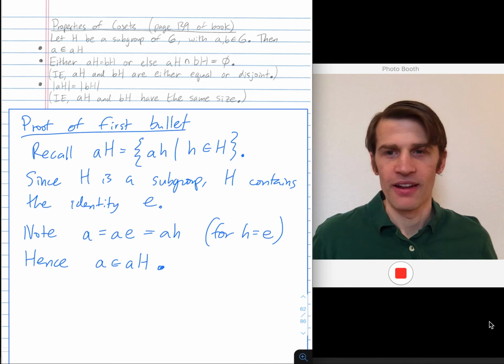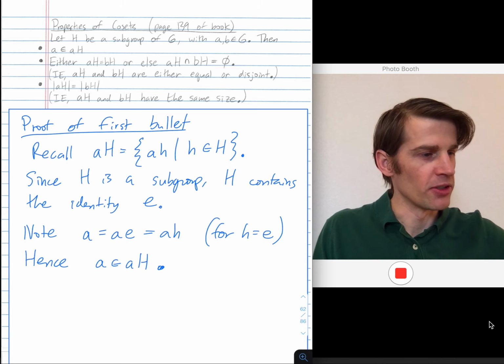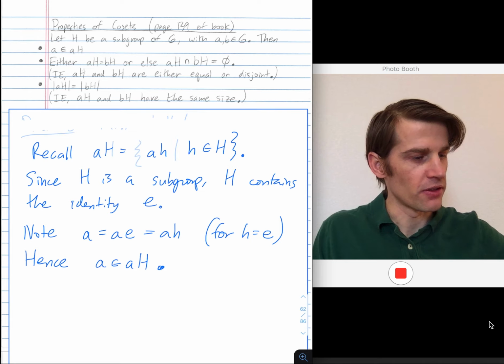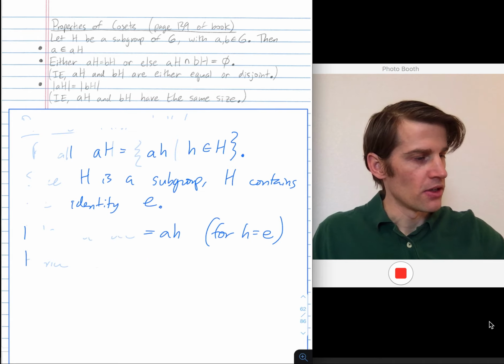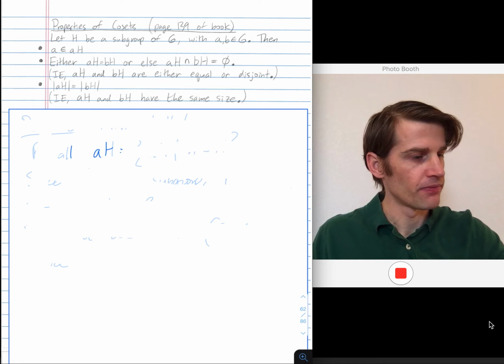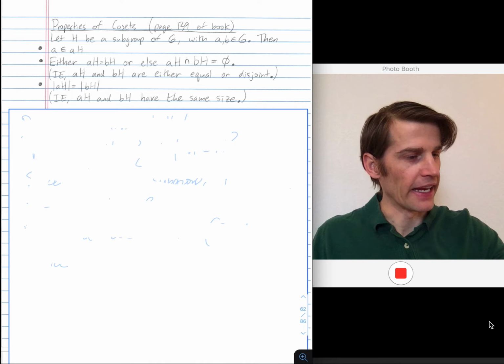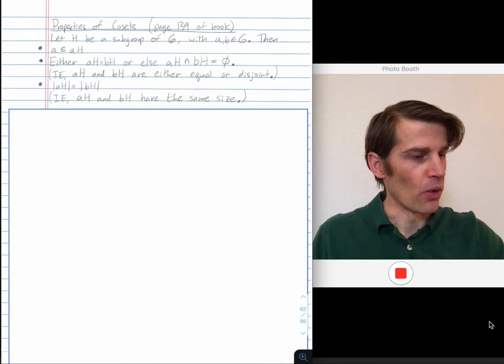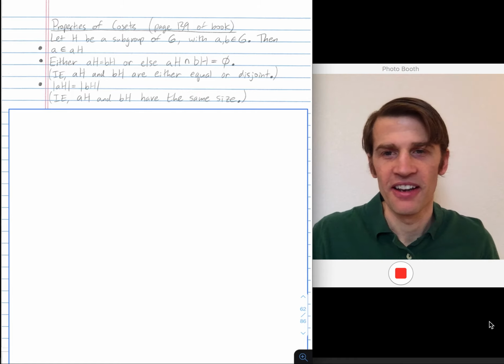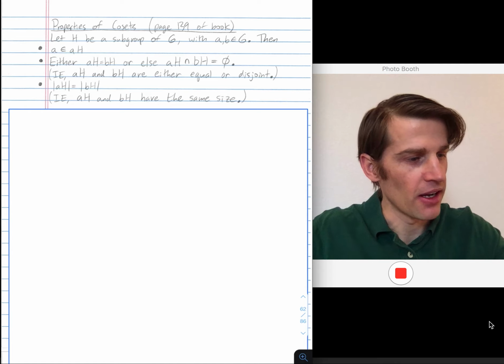Okay, let's talk about the third bullet point now. We'll prove this third bullet point together. The third bullet point says that any two cosets have the same size. If AH and BH are two cosets, where A and B are just different elements of my group G, then they necessarily have the same size.